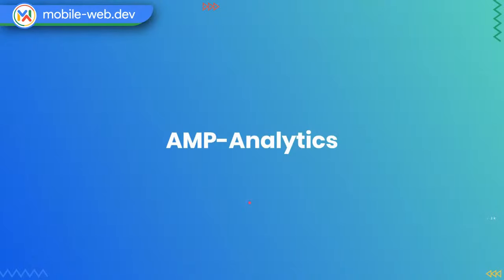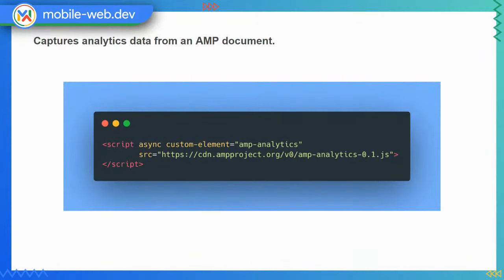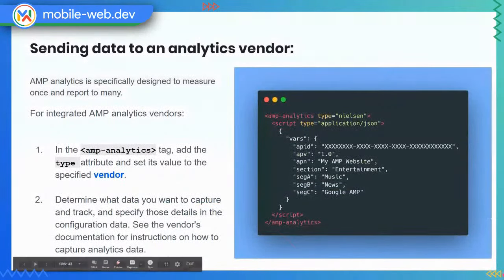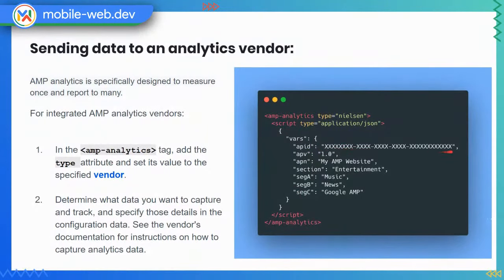So to explain this AMP analytics concept, basically you need to include this normal AMP analytics extended component inside your AMP document, and then you have to add different attributes. Now this API ID and various attributes, this information you get from your analytics provider. For example, if you're using Google Analytics, you would use the user ID that this vendor provides. And these properties vary for various vendors.